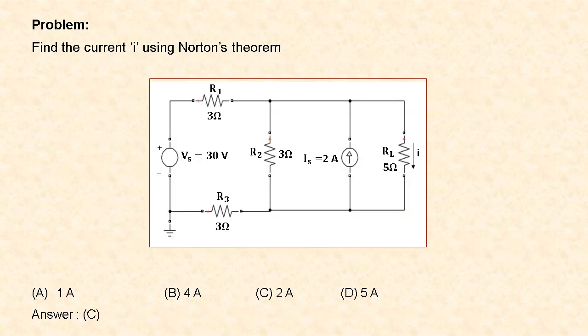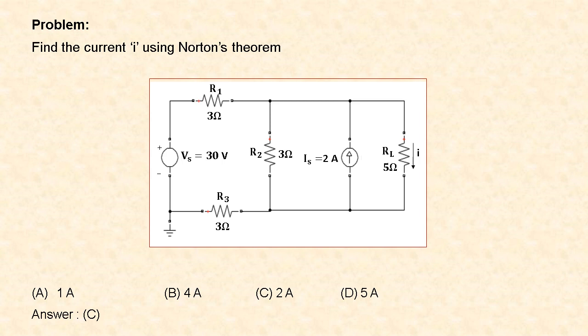Let us understand the Norton's theorem by using a problem. The problem is: find the current I using Norton's theorem. Here the current I is the current through the load resistor RL, which is equal to 5 ohms. The independent voltage source is 30 volt. Independent current source is 2 amps and the resistor values are R1 is equal to 3 ohms, R2 is equal to 3 ohms and R3 is equal to 3 ohms. The options are A 1 amps, B 4 amps, C 2 amps, D 5 amps.